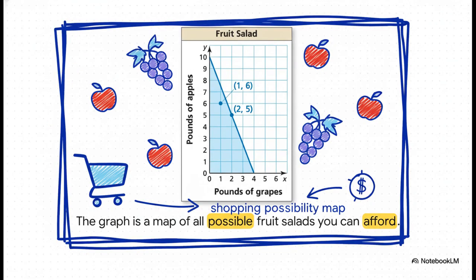So we graphed that inequality and ta-da! Here it is. It's a solid line because, yeah, you can spend exactly $10. And we shaded everything below it. Every single point in this blue zone is a combination of grapes and apples that you can afford. This is your personal fruit salad shopping map.